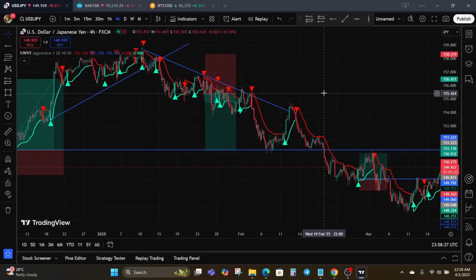So there you have it. The liquidity weighted SuperTrend indicator is a major improvement over the classic version, helping you filter out weak signals and confirm trends with more confidence.